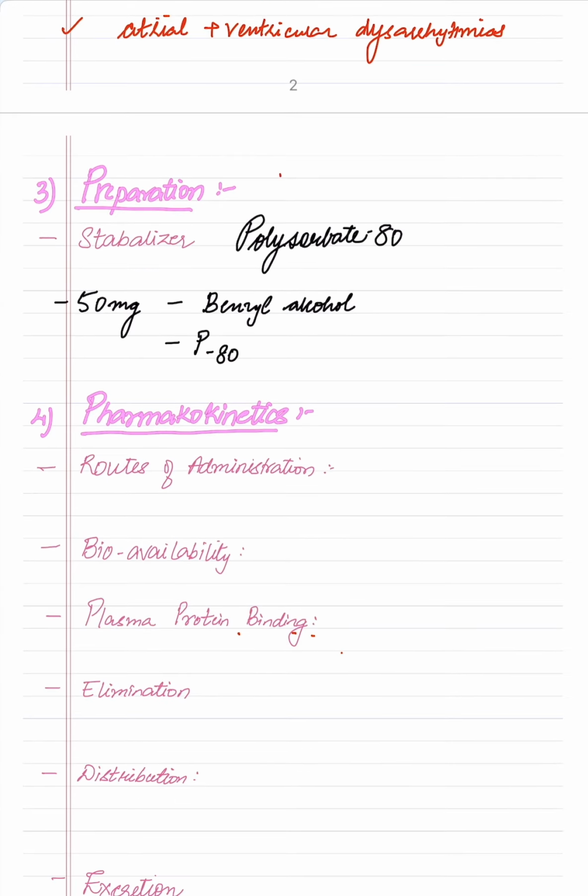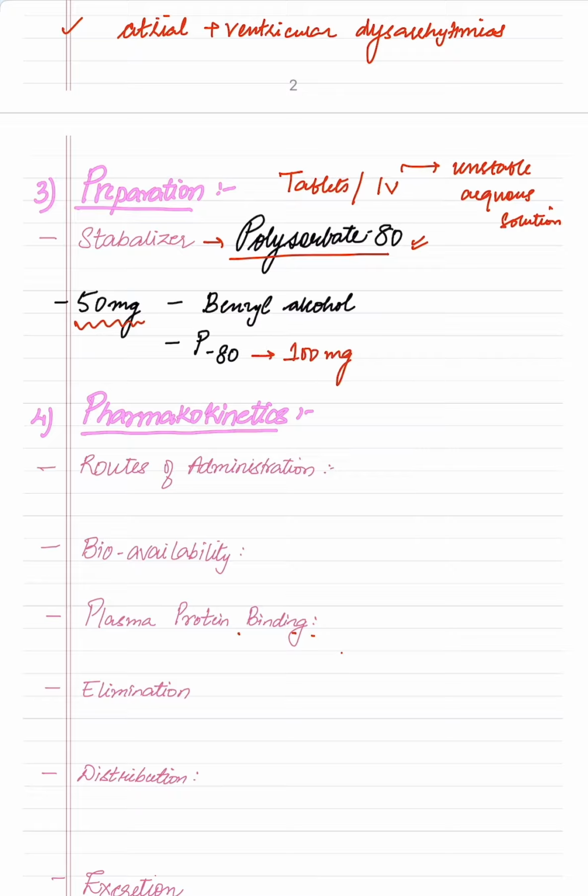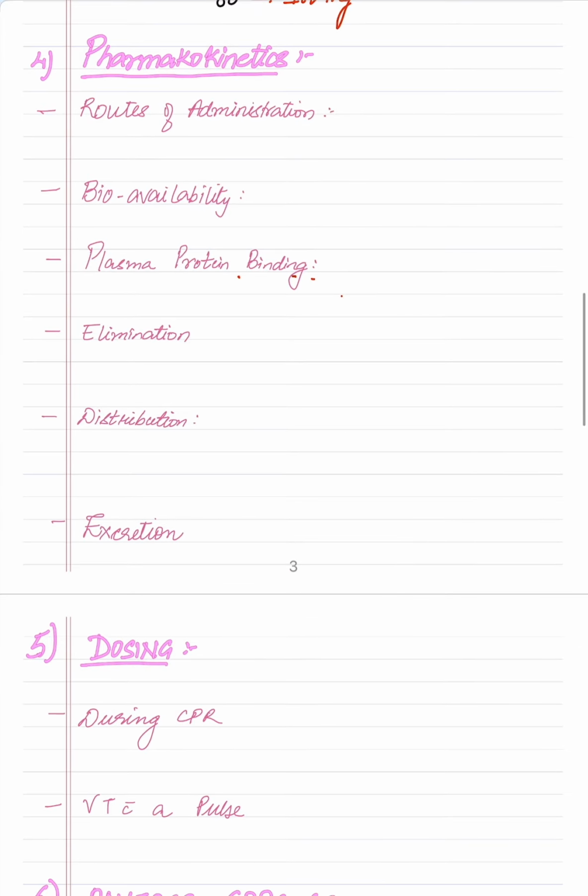Coming to its preparation, it can either be in the form of tablets or it can be an IV drug. When the IV preparation was being made, it was highly unstable as an aqueous solution. So they needed a stabilizer for the same. That's when they came up with polysorbate 80. So polysorbate 80 is now used as the stabilizer in all the IV preparations of amiodarone. For every 50 mg of amiodarone, it has 100 mg of polysorbate 80 and 20.2 mg of benzyl alcohol in it.